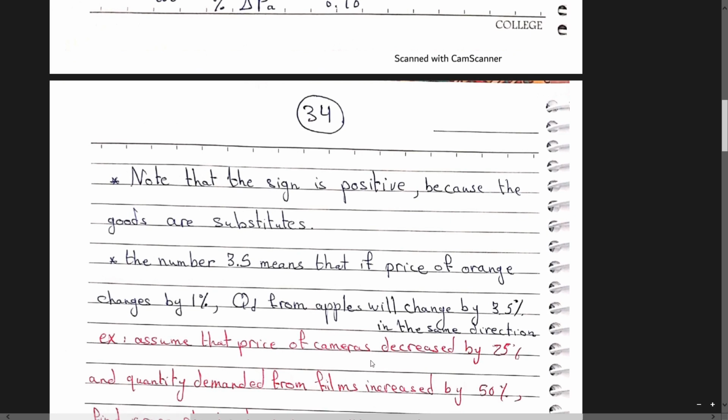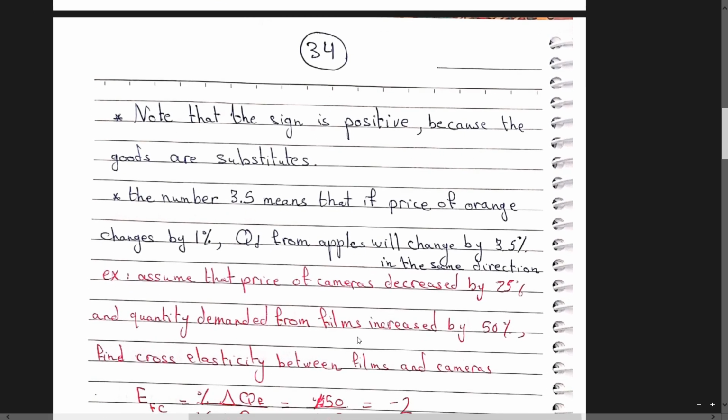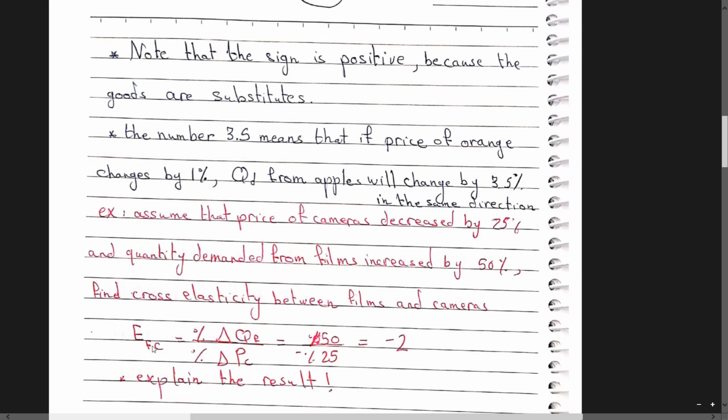Assume that the price of cameras decreased by 25% and the quantity demanded from film, which I need with the camera, increased by 50%. So these are complement goods. Find cross elasticity between films and camera. Put the formula. Notice, between films and camera: films goes in the numerator and camera in the denominator. What comes first gives me information about percentage change in quantity, and what comes second gives me information about percentage change in price. So 50% over minus 25% equals minus 2.